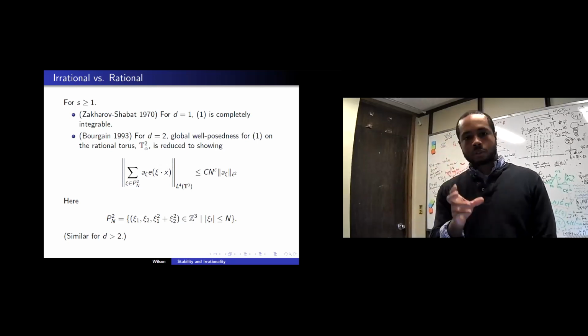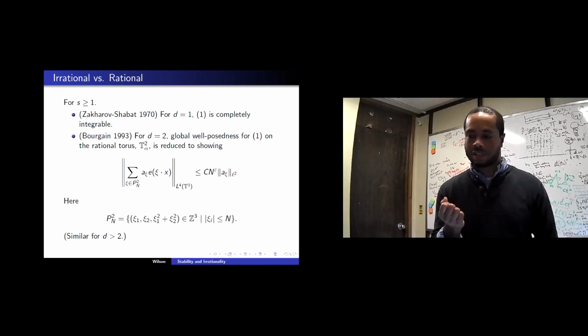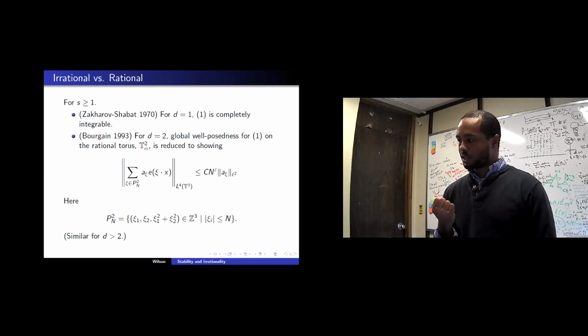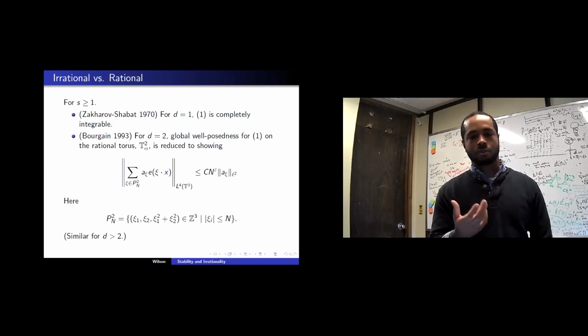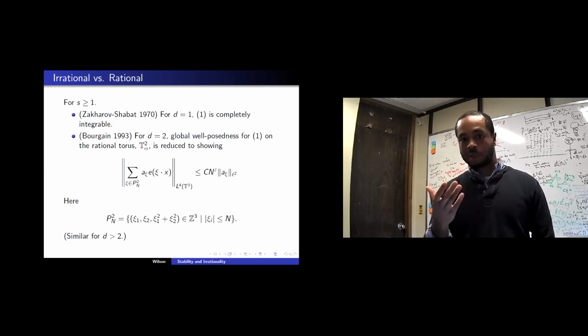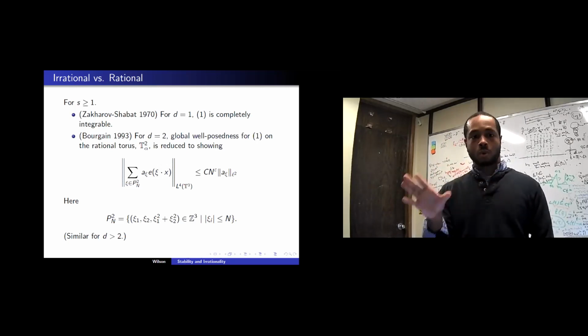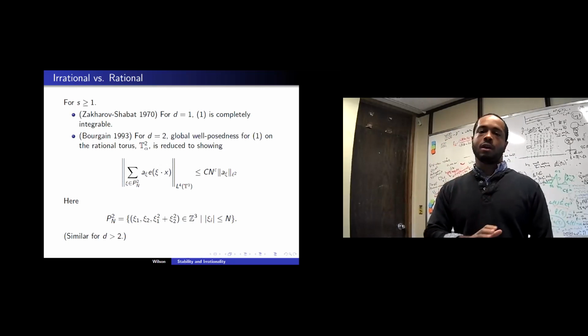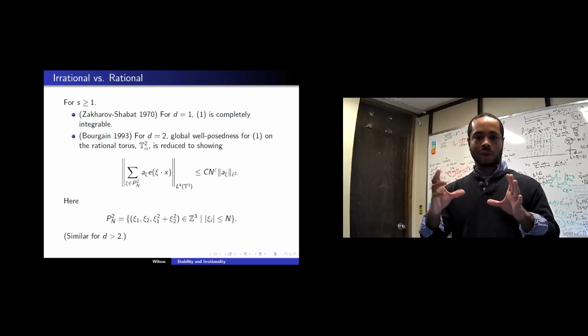But for d equals 2, you can show with sophisticated harmonic analysis that you have global well-posedness, and this is much weaker than complete integrability. You have global well-posedness, meaning that you can find a solution to the nonlinear Schrodinger equation that's continuous in time. This is for any rational torus, essentially any torus that can be scaled with a rational vector.